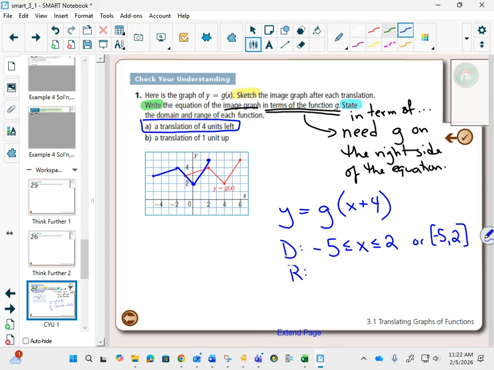And same thing in range. Do I have a smallest y value? Yes, the smallest y value is -2. The biggest y value is 5. So in set notation, y is between -2 and 5. In interval notation, again, square brackets because the -2 and the 5 are included. I would write this as -2 to 5.